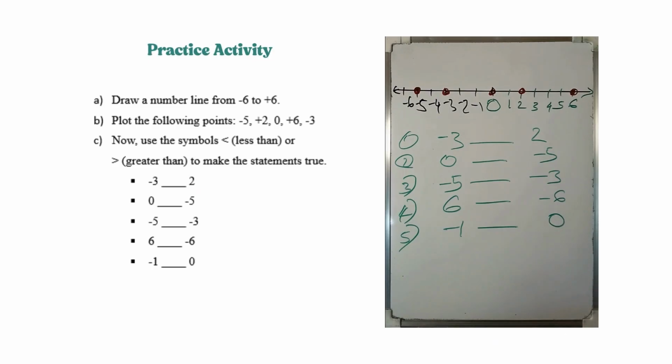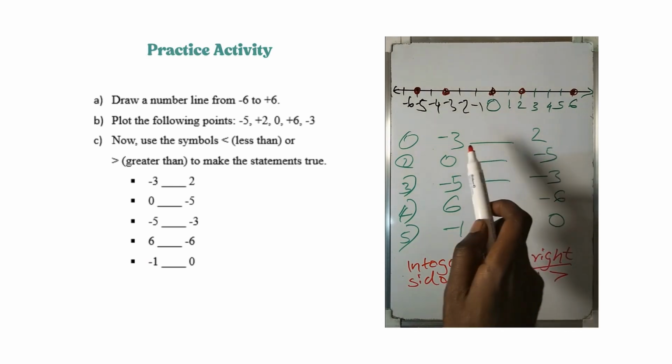Remember our rules. The rules of comparing numbers are very, very simple. The number on the right is always larger. Let's note it here. An integer on the right side is always larger. Always greater.